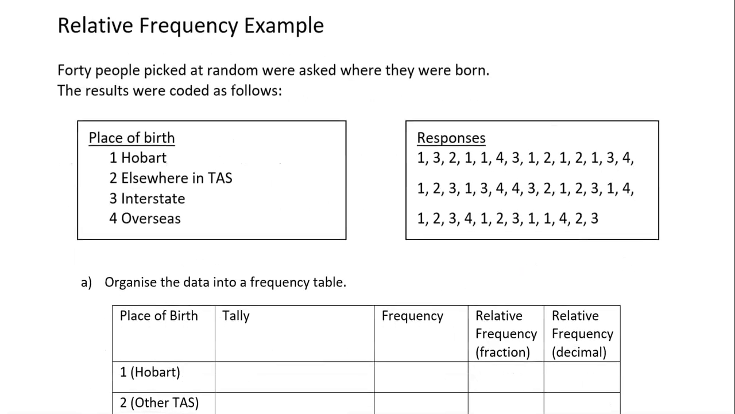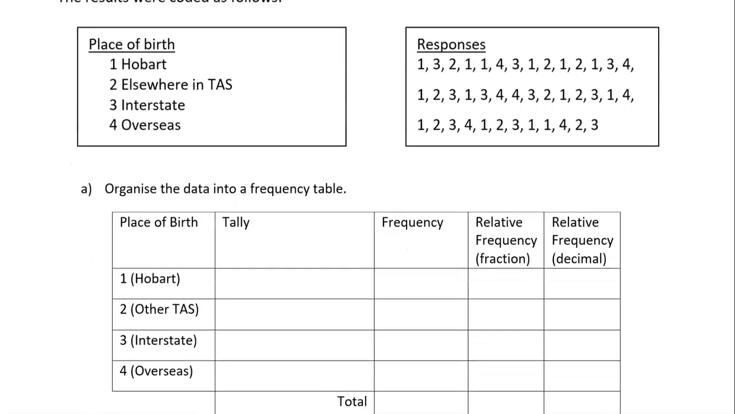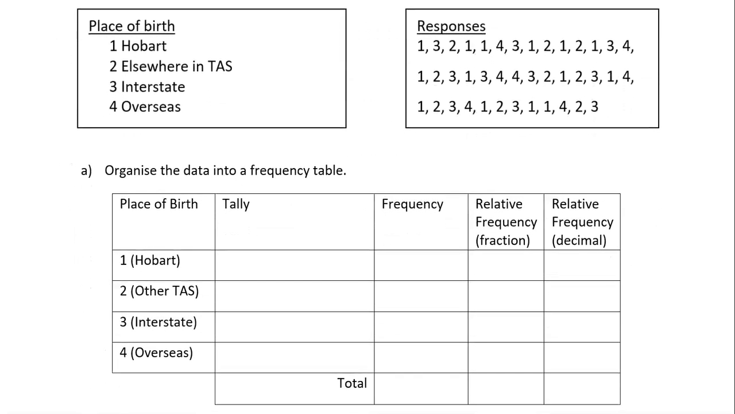So first, we need to organise this data into a frequency table. I've prepared a frequency table here that we can use to tally up the responses. So our first response was Hobart, so that's 1 for the Hobart tally. 3, interstate. 2, other in Tas. 1, 1. I'm just going to pause the video and finish tallying that up, and we can have a look at what to do next.